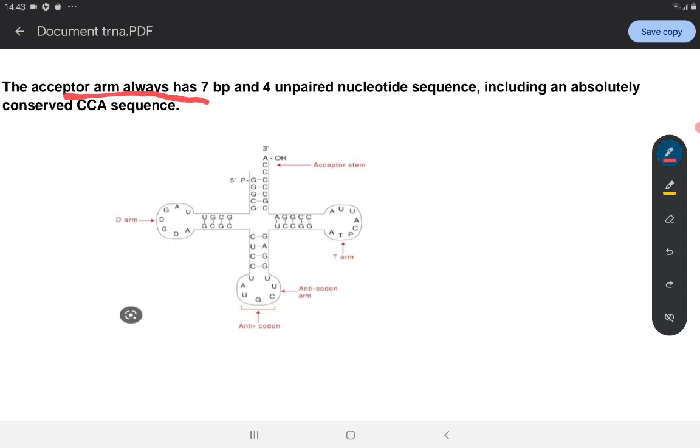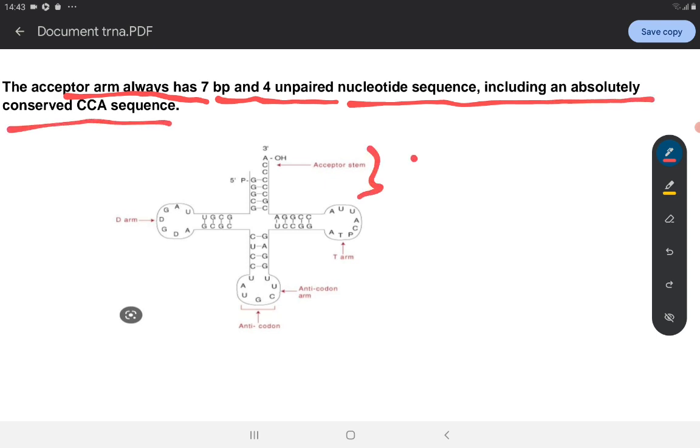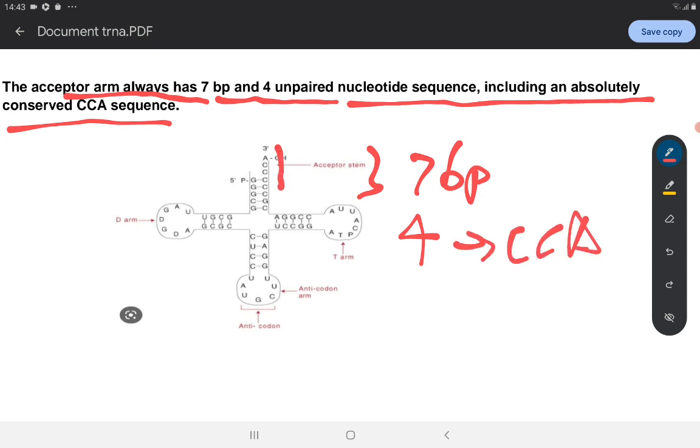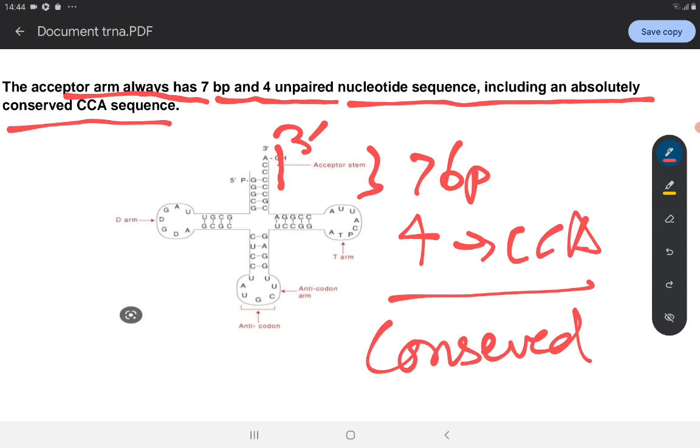So the acceptor arm always has 7 base pairs and 4 unpaired nucleotides, including an absolutely conserved CCA sequence. So this acceptor stem has 7 base pairs and 4 unpaired nucleotides, in which you can see the CCA at the 3' end. The CCA is conserved, because this is the part where the amino acid comes and joins.